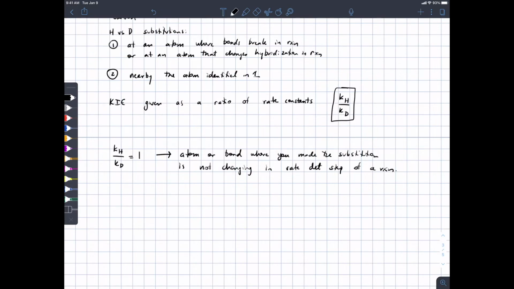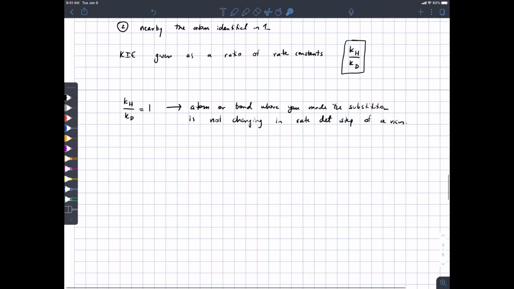Now we'll talk about why being involved in the rate determining step of a reaction should make you have a kinetic isotope effect. But if you don't observe one, that's pretty good evidence that that particular proton's not involved, and that carbon is not involved in the rate determining step of the reaction.